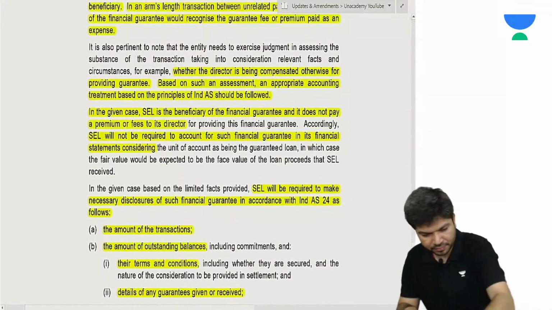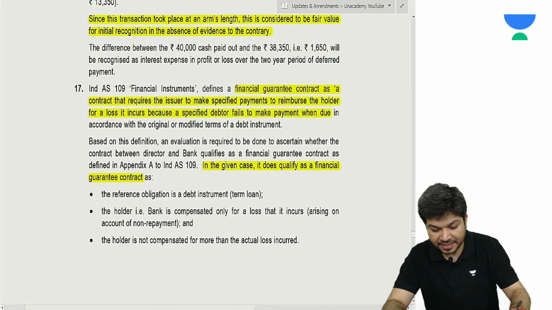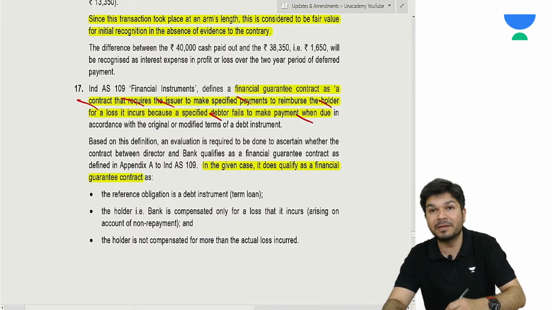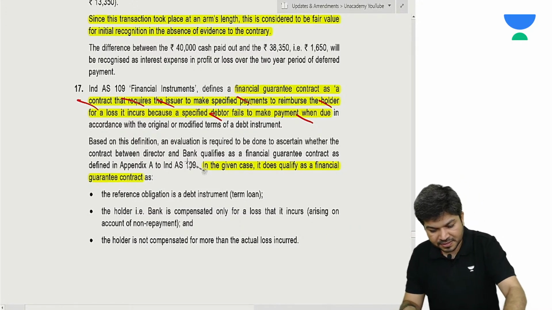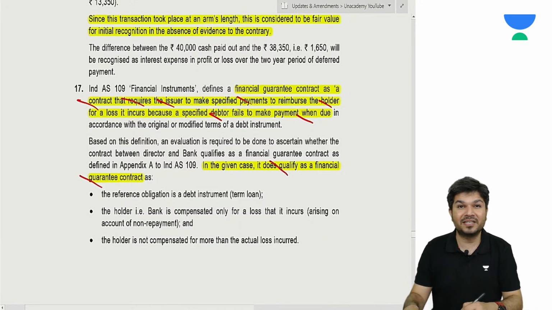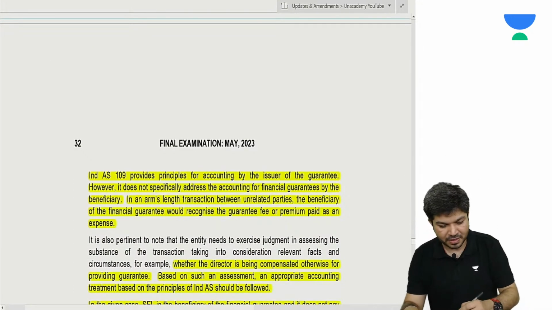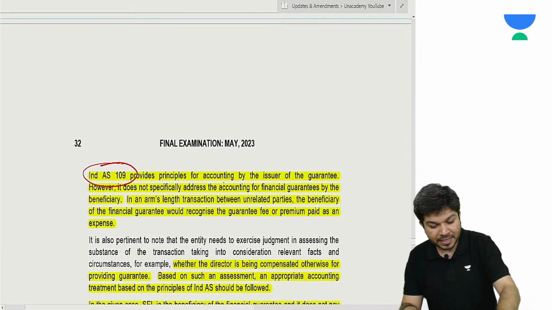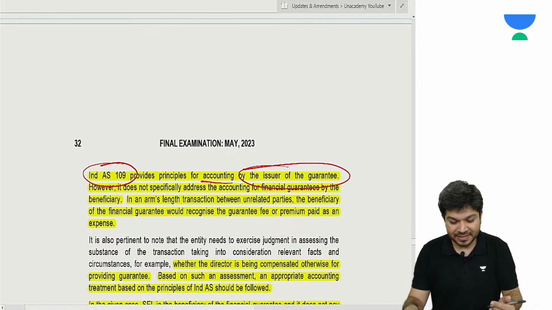First of all, they have given the definition of a financial guarantee: a contract that requires the issuer of the guarantee to make payment to the holder of the guarantee if the debtor fails to make payment. If that guy doesn't pay, I'll pay. That's a guarantee. In this case, it does qualify as a financial guarantee contract, but Ind AS 109 provides accounting for the issuer of the guarantee. We are not issuing, here we are getting.